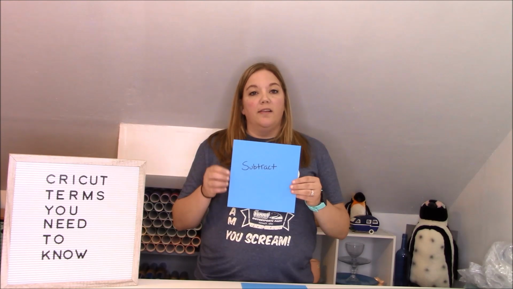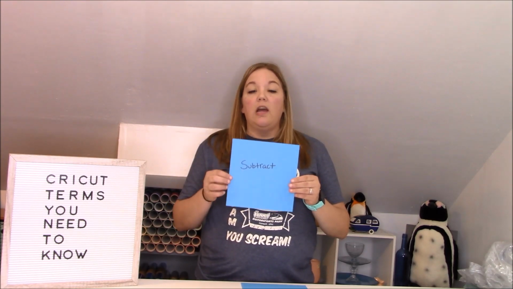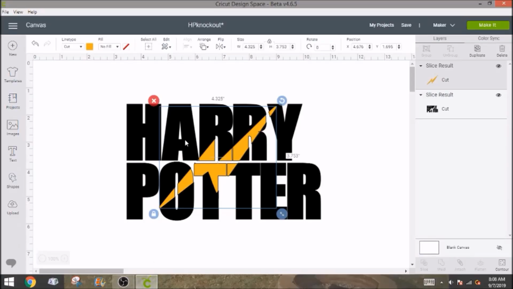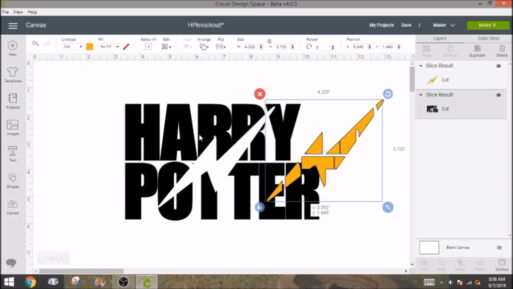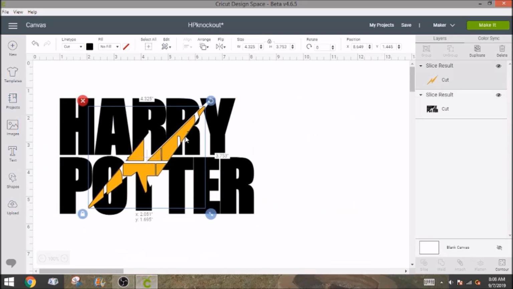Subtract is different, as with the subtract, you have no space between your two images. I'm going to show you guys an example of a subtract. This here is an example of a subtract, and it is different from a knockout because we don't have any space between the letters and our image, which in this case is this lightning bolt, and here are your words. So this is the big difference between the two of them.